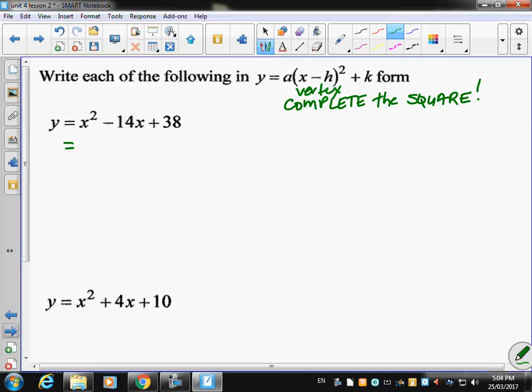I know I want it to have a bracket with a square. So that's my goal. Oh, I didn't leave much of a space for an a value, but this one only has a 1 in front, so I don't need to worry about that just now. But I know that I want x add a number or x subtract a number in a bracket squared. That is always x add or subtract half of the middle term. So it's going to be x subtract 7 squared.